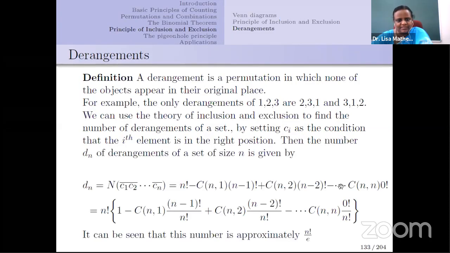Then the number of derangements of a set of size n is given by dn, which is N of C1 bar, C2 bar, up to Cn bar, which is equal to n factorial. N factorial is the total number of possible arrangements of n elements. So I have n factorial minus nC1 into n minus 1 factorial, plus nC2 into n minus 2 factorial, and so on till I reach Cn. And it can be shown that this number is approximately n factorial by e.